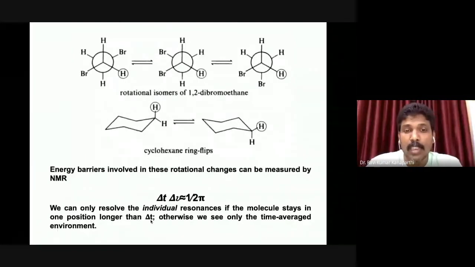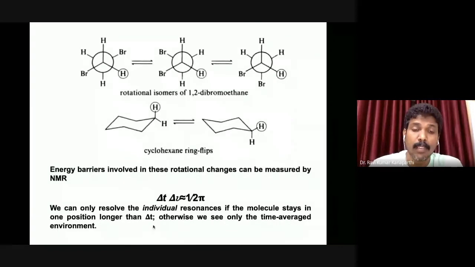If the detector time is less than this, then definitely you can detect it. If the detector time is much longer than the time it takes for the conformer to change from one form to the other, definitely you cannot detect it. In that situation, we only see the average environmental effect, and both conformers give one signal, or both peaks are merged together. That's all it is.